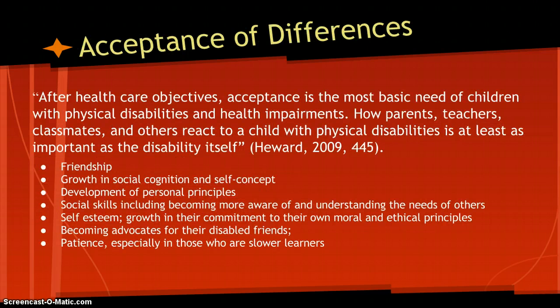Researchers at the Urban Education Development Center in Newton, Massachusetts, formulated a study to investigate effects of inclusion on general education students, and the results of their study showed benefits for both the special education student and the general education student. The study suggests that the following are some of the benefits derived from relationships between students with and without disabilities: friendship, growth in social cognition and self-concept, development of personal principles, social skills, including becoming more aware of and understanding the needs of others, self-esteem, growth in their commitment to their own moral and ethical principles, becoming advocates for their disabled friends, and patience, especially with those who are slower learners.